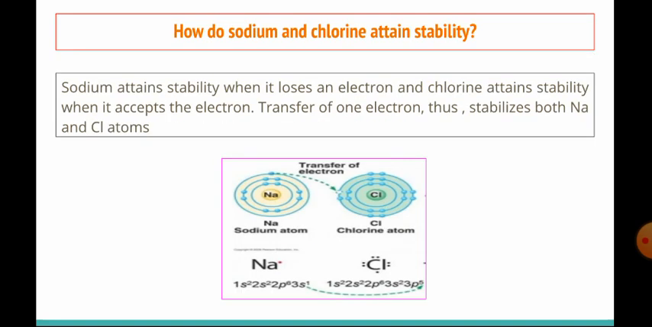Then how do sodium and chlorine attain stability? Sodium attains stability when it loses an electron and chlorine attains stability when it accepts the electron. Transfer of one electron thus stabilizes both sodium and chlorine atoms. It is clear from the diagram.